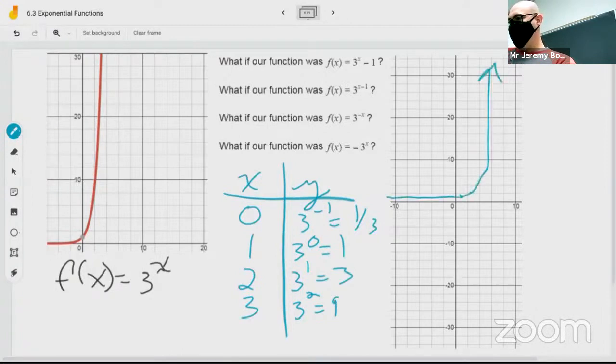Then it's going to take off after that. That x minus 1 in the exponent, it's going to shift it to the right 1 unit. If it was plus 1, it would shift it to the left 1 unit.